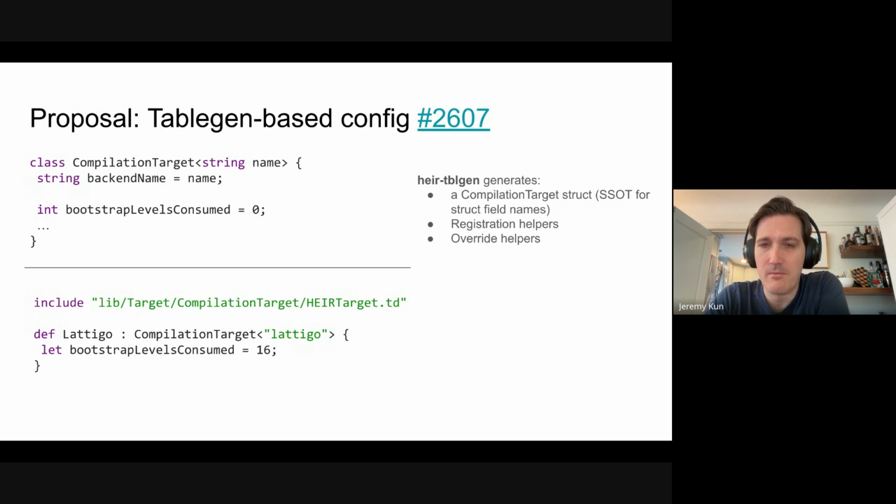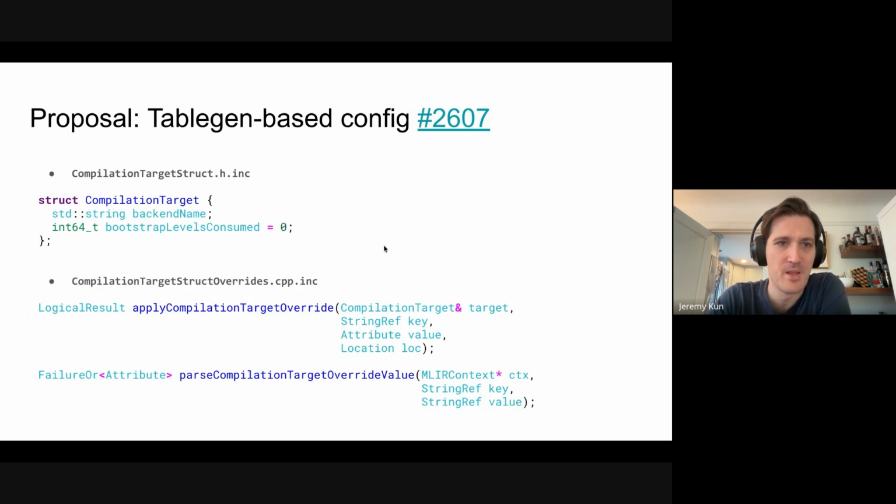This would come along with a binary called HEIR TableGen that will not only generate the struct that has all these fields in it, it will also generate helpers to register a new backend, and it will also provide overrides that you can call when you want to change something about the base backend config, like if you're testing something. And this PR 2607 has a proof of concept that does this for bootstrap levels consumed.